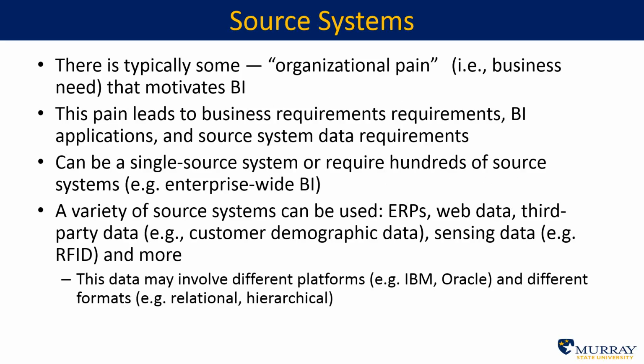Now where do organizations get their data from? What are their typical sources? Typically it works something like this. There is an organizational pain, for example, some kind of organizational need or organizational problem that motivates BI. For example, one of the concerns being faced by a university could be low level of retention in certain programs. Now this pain leads to business requirements. For example, something needs to be done about this organizational problem, something specific, retention needs to be improved. So because of that, the organization decides to create a BI application, some kind of business intelligence application that would help address this organizational pain.